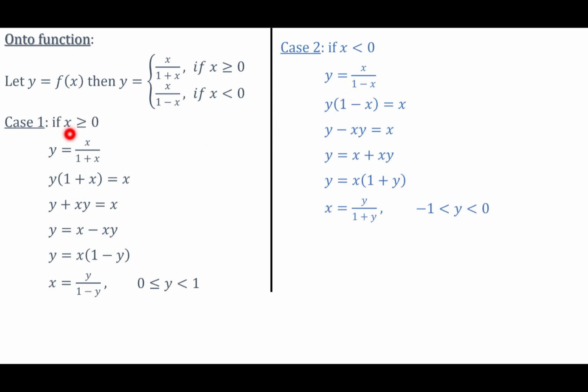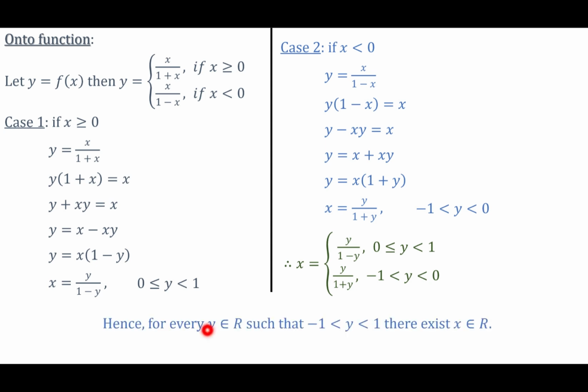So in case 1, if x is greater than or equal to 0, y lies in between 0 to 1. In case 2, if x is less than 0, y lies in between -1 to 0. So the given function will be y over 1 minus y if y lies in between 0 to 1, and y over 1 plus y if y lies in between -1 to 0. In general, I will say the given function is onto if y belongs to R such that y lies in between -1 till 1. Then only the given function is onto.